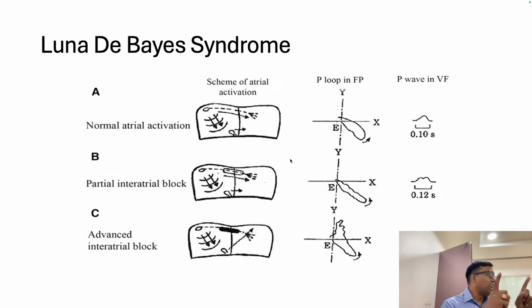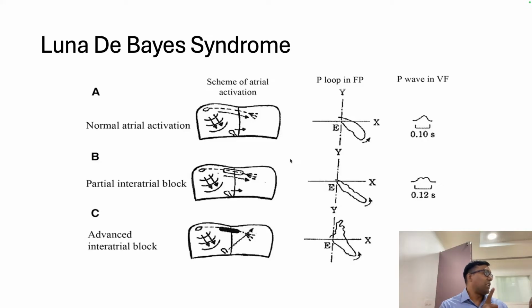We are using the word for the ventricular activation. But when the atrial activation is also delayed, we can see on the ECG that the duration of the P wave will increase. And what is the duration? 140 milliseconds. If the P wave is anytime more than 140 milliseconds, we call it Luna-D syndrome, also called Bayes syndrome. So Bayes syndrome indirectly means that the atrium is having intra-atrial conduction block. Intra-atrial conduction block, we are not talking about the ventricle.